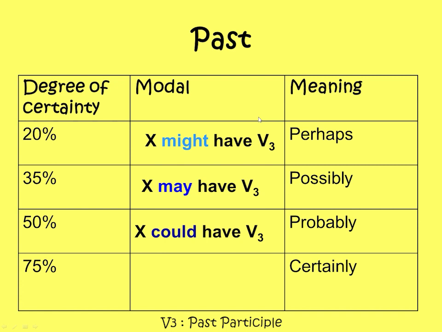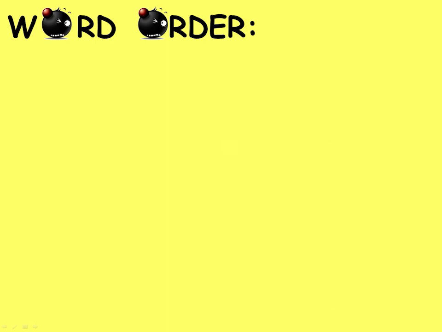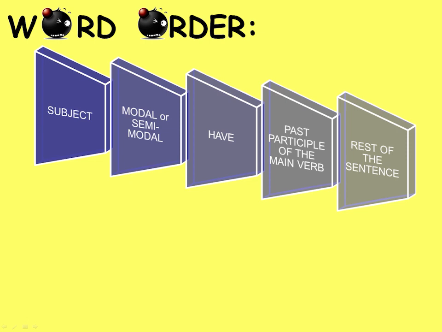And if you're certain, say must have plus past participle, or can't have plus past participle. Well, remember that we must be certain, either in the positive or in the negative. When I say can't have plus past participle, I'm sure it is not the case. If I say must have plus past participle, I'm sure it is the case. As a result, this is how we write the sentences. A subject, a modal or a semi-modal, plus have, it's always have, no change there, plus past participle of the main verb. Then the rest of the sentence.